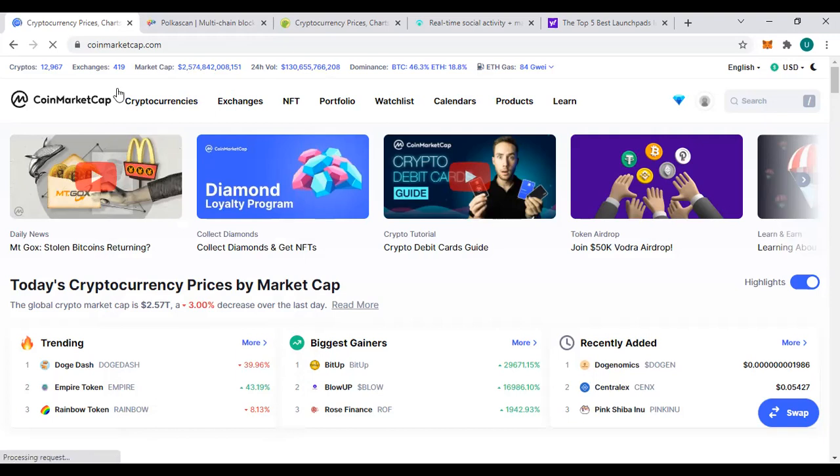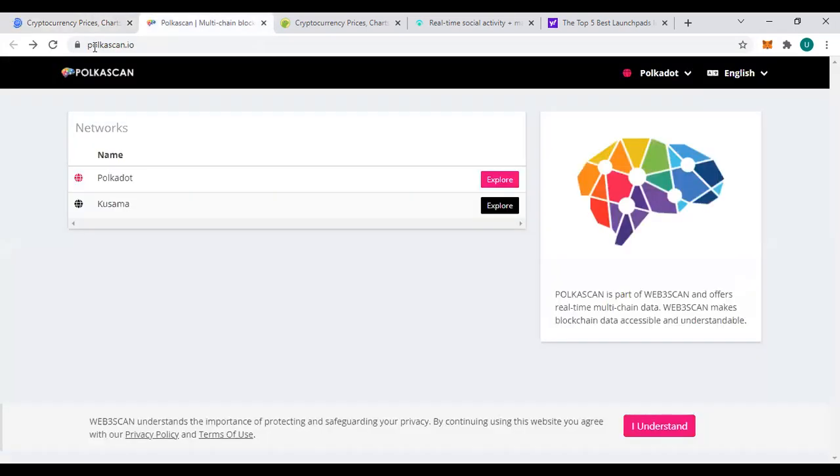So the first thing I need to see on CoinMarketCap is the total number of cryptocurrency coins in existence that is currently listed on CoinMarketCap. They are only making reference to coins that are listed on them. Now, let me use this opportunity to also show you CoinGecko.